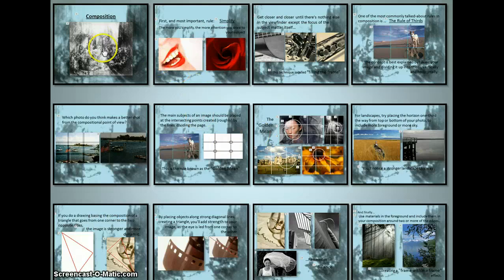Now, all in all, we've covered what composition is. We've covered the rule of simplifying to give a stronger, more interesting composition. We've covered the rule of thirds, the golden mean, the rule of triangles, and the frame within a frame effect.